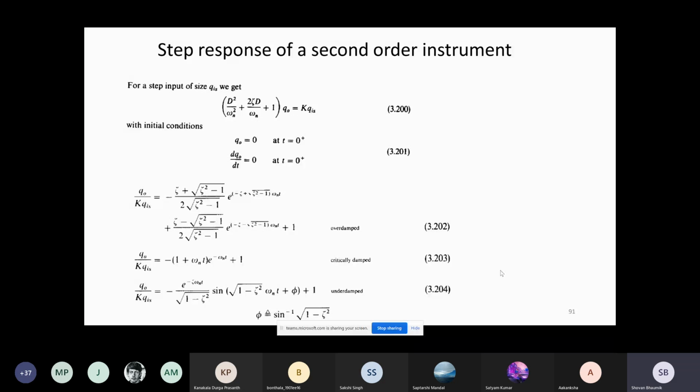Another thing which is not written here is the undamped system, where zeta will be equal to 0. If zeta is equal to 0, you will see that s square plus omega n square times Q0 will be this. So there will be no damping, so it will start from 0 and keep on increasing and then decreasing. So ultimately you will get a sinusoidal output for a no-damping system, because there is no damping. So these four types of behavior can happen when you give a step input to a second order instrument.